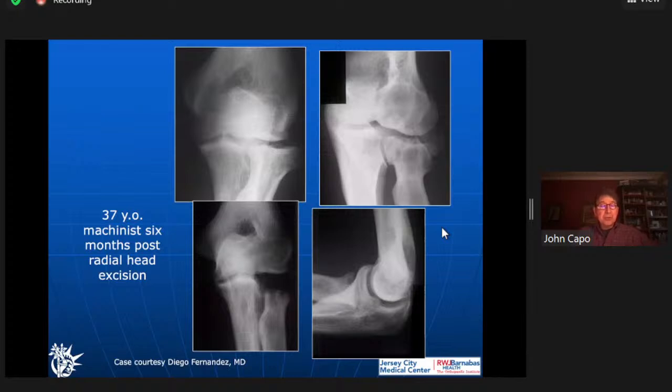This is a case of a 37-year-old machinist, 6 months post-radial head excision. And you don't want to do this. A 37-year-old, you take out his radial head. If he's a machinist, you want to fix it if you can. I think it's important to fix it or replace it.